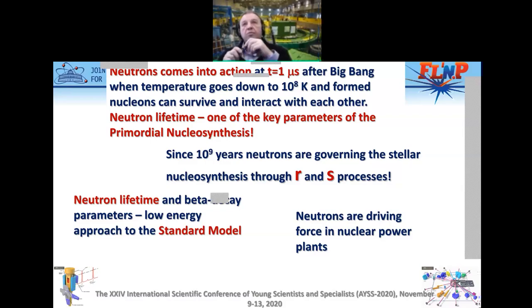Neutrons, as a nucleon formed by three quarks, came into action approximately at 1 microsecond after the Big Bang, when temperature drops down below 10 to 8 Kelvin, and when the nucleons become stable. The protons and neutrons become stable at that moment, and the era of nuclear interactions started at that time. At that period of time, 20 minutes after the Big Bang, the primordial nuclear synthesis happened. And during these 20 minutes, the lightest elements of our universe were formed.